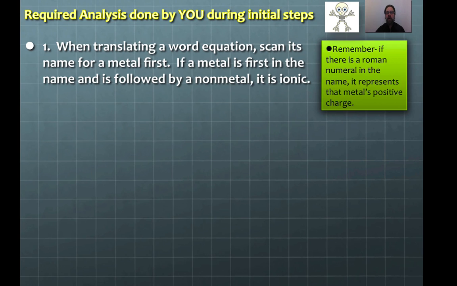I do want to throw in, if you find a Roman numeral in the name of your ionic compound, that Roman numeral represents the metal's positive charge. So if we have something like this, we have iron 3 oxide.